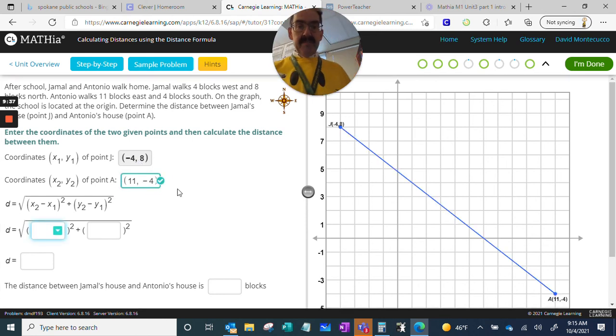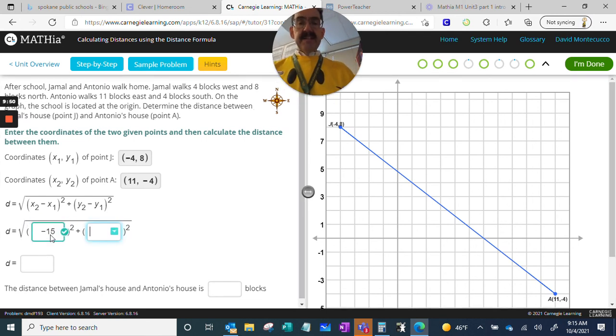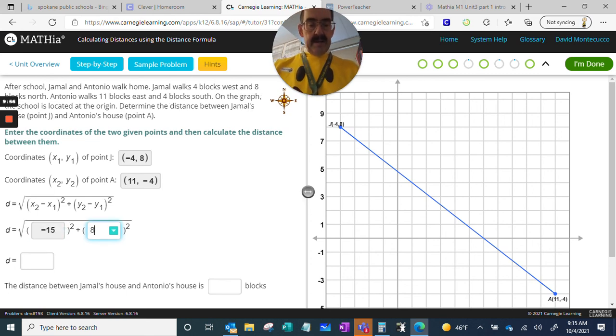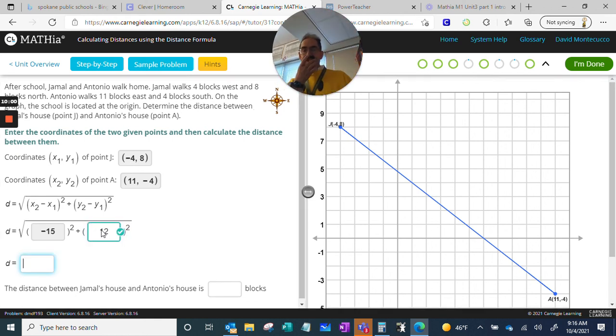Okay, so now we have the 2 data points. So we had to read the words in order to get it. Now, from -4 to 11, let's just type that in. -4 minus 11. Because distance is a gap. It's a subtraction. 8 and -4. 8 minus a -4. 12 units. Good.